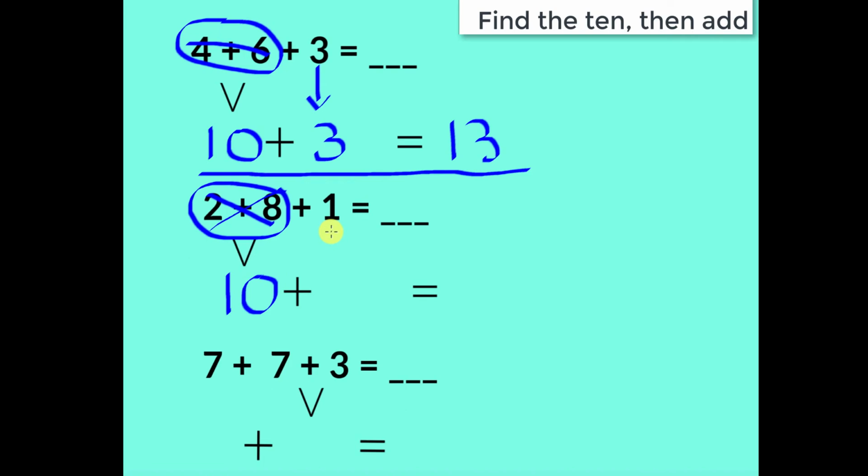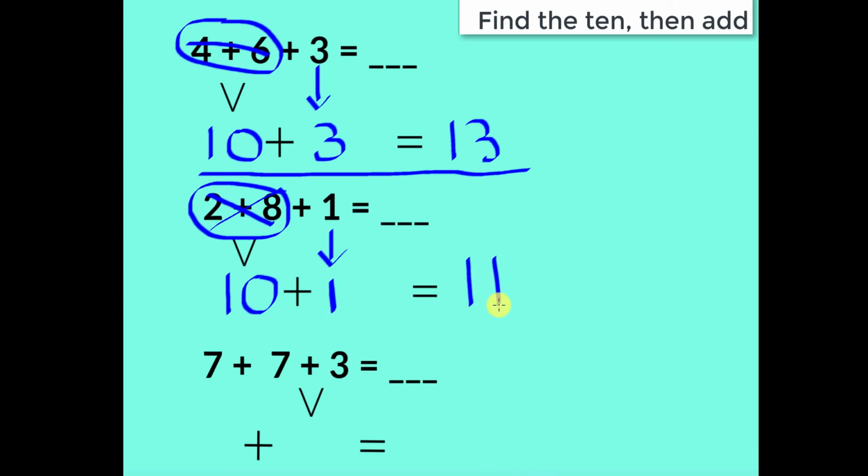What is our remaining number? We bring that down. And now we have 10 plus 1 as our new math sentence. Okay, and then what do we say that you do next? You just add normally. 10 plus 1, so you have 1 ten and 1 one. So you would count this as 10, 11. So 10 plus 1 equals 11.